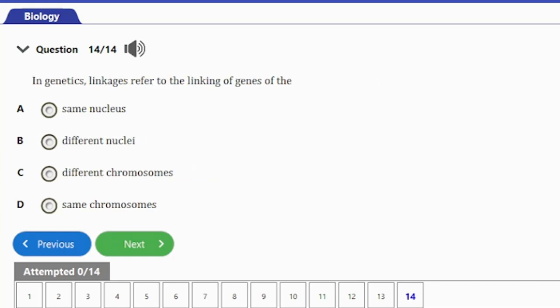Let's consider the next and the last question here, which says, in genetics, linkage refers to the linking of genes of the A, same nucleus, B, different nuclei, C, different chromosomes, D, same chromosomes. So guys, the answer to this question is option D here, that's same chromosomes. And this is where we end this video for today.